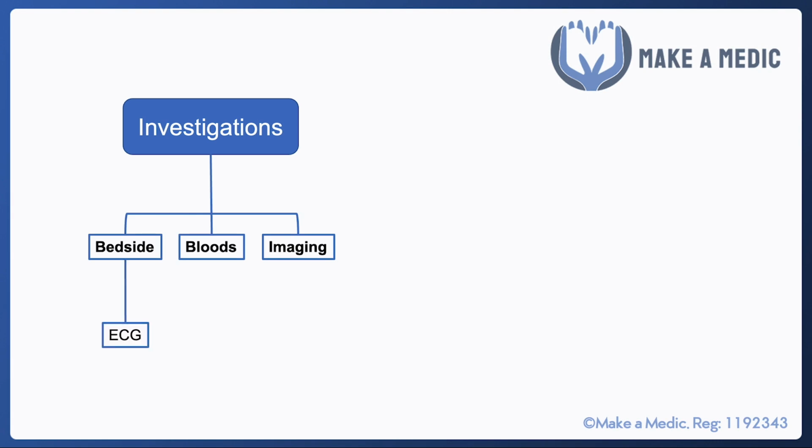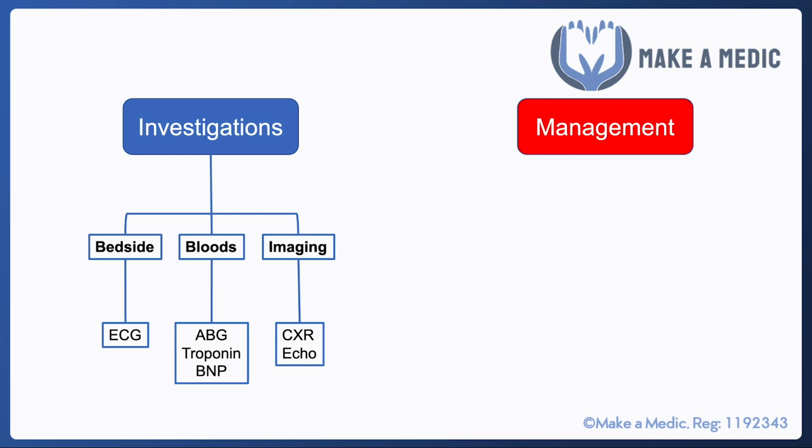At the bedside, an ECG is very important, especially if a patient is presenting with acute heart failure. It could be due to some sort of ischemic event. Bloods-wise, an ABG is important if there is some level of left heart failure resulting in pulmonary edema. Troponins and BNP should also be requested. And imaging-wise, a chest X-ray is important if there's any respiratory compromise, and an echo can help establish some of these parameters, such as the ejection fraction.